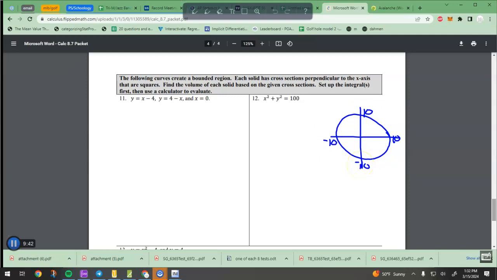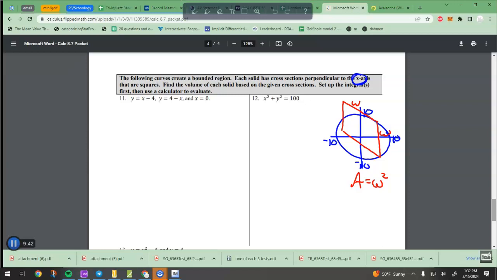each cross section perpendicular to the x-axis, going this way, are squares. Okay. So we're going to have squares coming out. So if that's W, our area is just going to equal W squared. Agree so far? The issue is it looks like there's only really one equation, but this is what I want to show you. There's actually two.